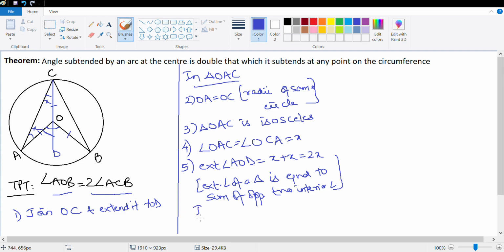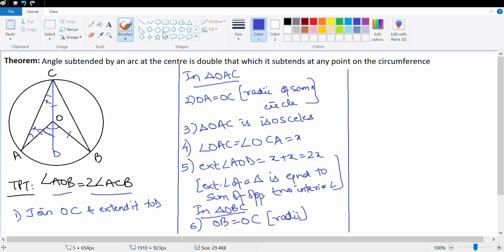Right? Now let's try and do the same thing for the other triangle OBC. In this case, in triangle OBC, OB is equal to OC, which are radii, and then triangle OBC is isosceles. What this means is angle OBC, no, not this way, angle OBC would be equal to angle OCB. Let this be equal to y. So this angle is equal to y. This angle is also equal to y.